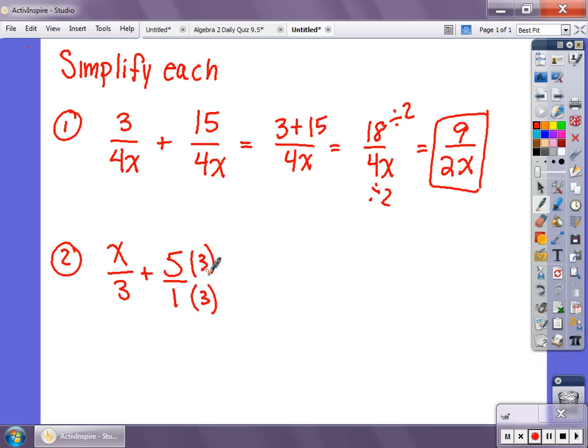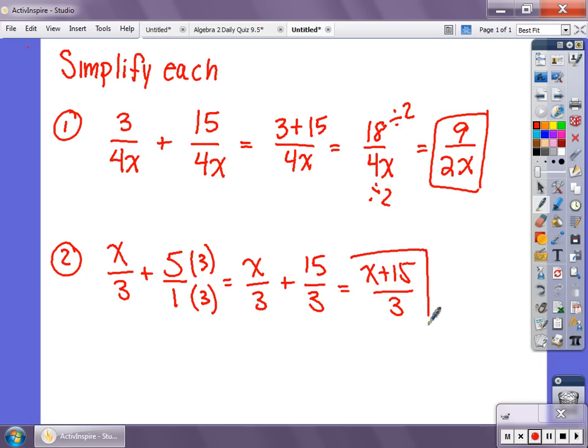So I'm going to multiply 3 on the bottom and the top over here. That becomes x over 3 plus 15 over 3. And that's x plus 15 over 3. Now I can't add those two together because they're unlike terms, and so that's our final answer.